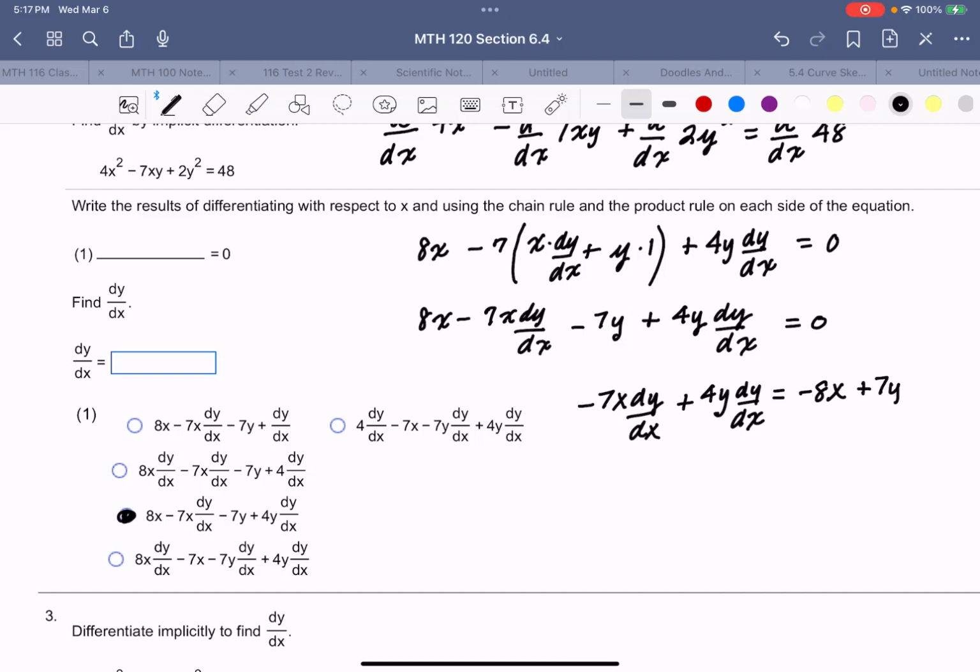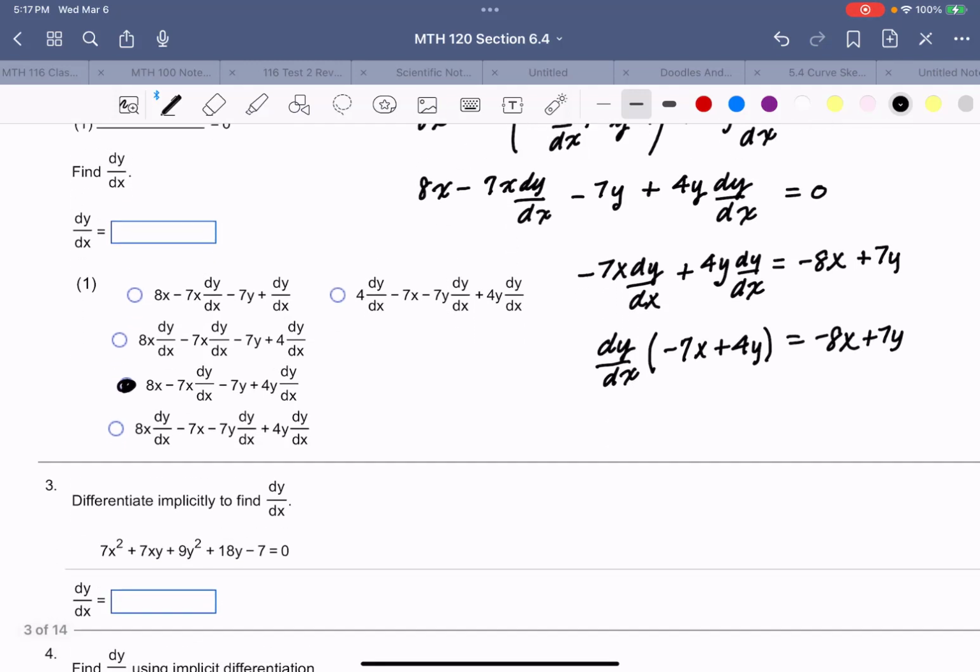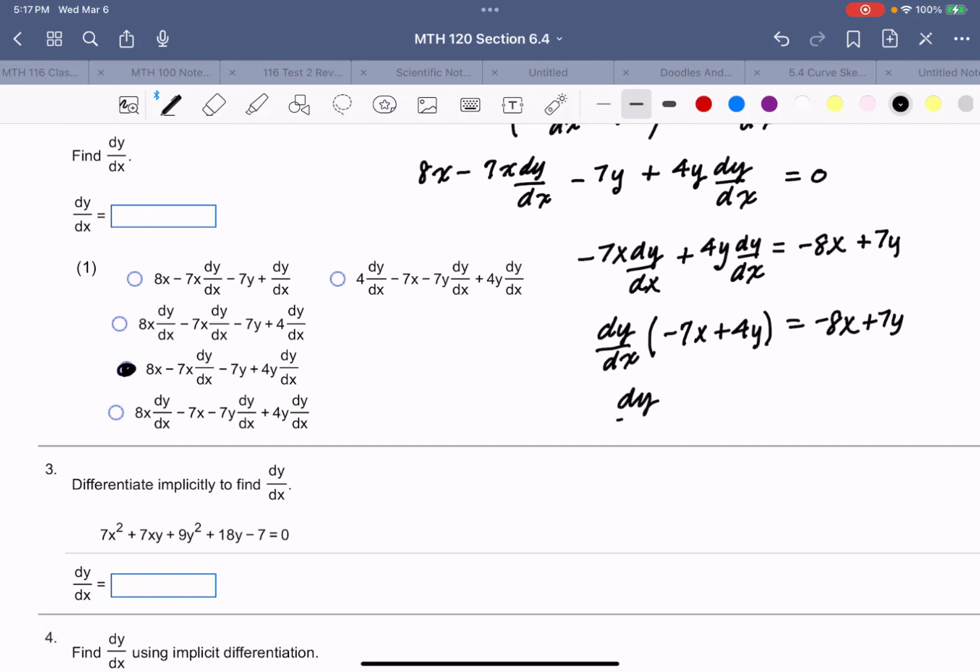And so I'm trying to find dy dx, so I'll factor out the dy dx. That's going to give me a negative 7x plus 4y. That's equal to negative 8x plus 7y. And that gives me dy dx. Since it's being multiplied by this, I'm going to divide by negative 7x plus 4y on both sides. And I get negative 8x plus 7y divided by negative 7x plus 4y.